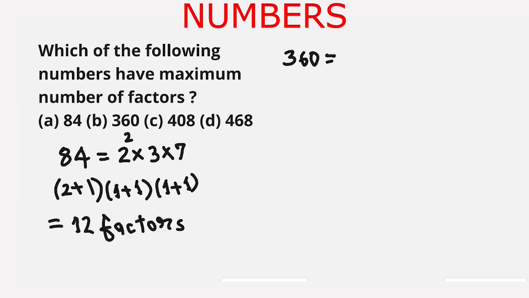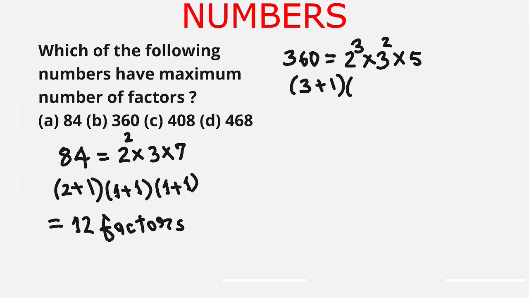Now we factorize 360 into prime factors. 360 is 2 to the power 3 multiplied by 3 to the power 2 multiplied by 5. 2 to the power 3 is 8, 3 to the power 2 is 9. 8 times 9 is 72 and 72 times 5 is 360. So these are the prime factors of 360. Now we can find the number of factors. So we add 1 to each power. The power of 2 is 3, so we add 1 to it, 3 plus 1.